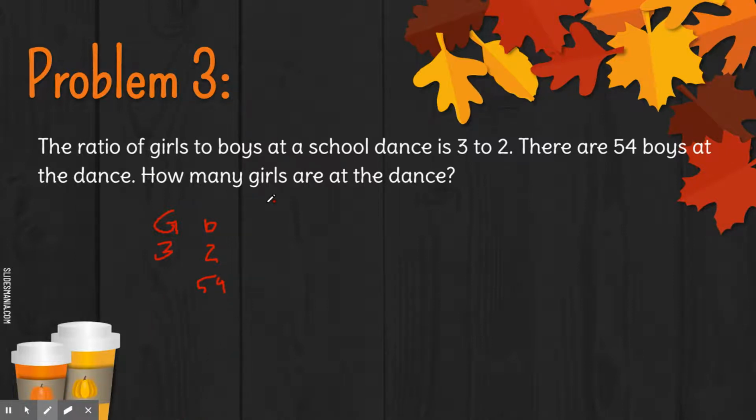Okay, so if we simplified this to get a unit rate, again, we could do 3 divided by 2 to simplify it to get a unit rate, which would give me 1.5. So that would be, there's 1.5 girls to every 1 boy.